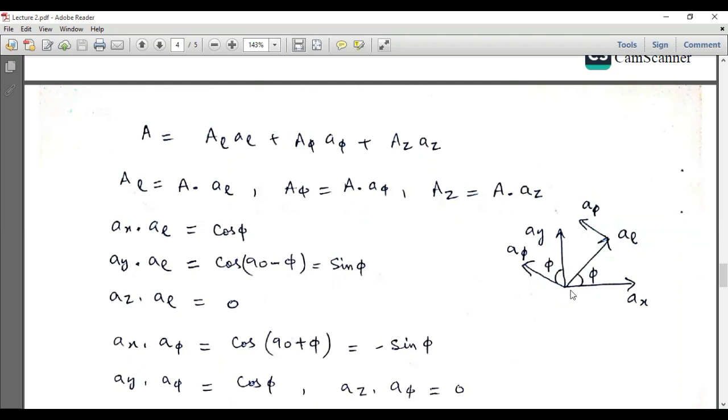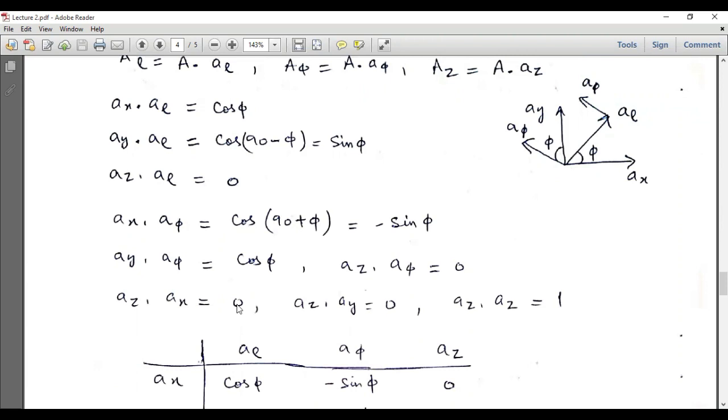And az dot a rho will be calculated, and it will be equal to 0, because z and rho are the components of the same coordinate system. So they are perpendicular to each other, and their dot product will be equal to 0. Now we will calculate ax dot a phi. This is ax and this is a phi. So a phi can be drawn over here, and this angle is phi, and a rho and a phi are perpendicular to each other. So the angle between a phi and ax will be equal to 90 plus phi. So it will be equal to minus sine phi.